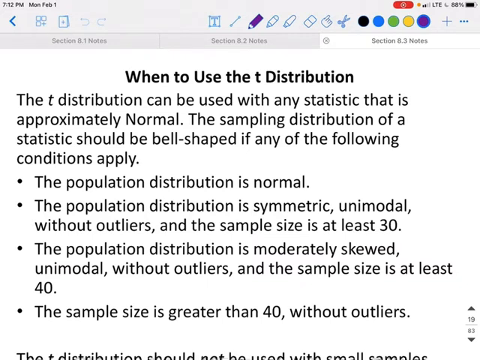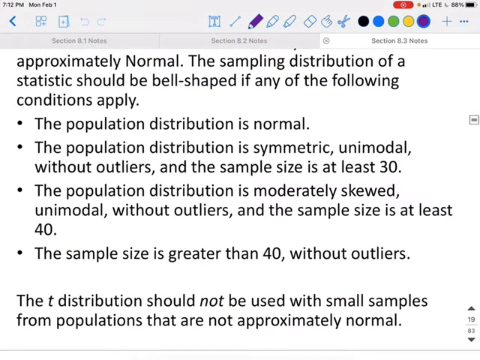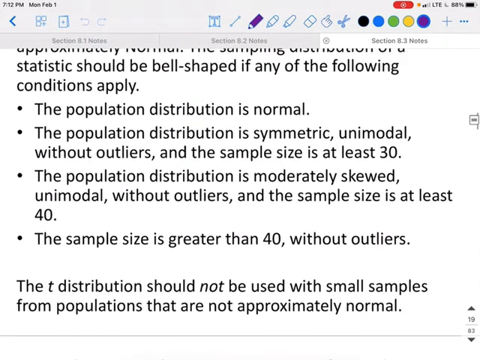The t-distribution can be used with any statistic that is approximately normal. The sampling distribution of the statistic should be bell-shaped if any of the following conditions apply. The population distribution is normal. The population distribution is symmetric, unimodal, without outliers, and the sample size is at least 30. The population distribution is moderately skewed, unimodal, with outliers, and the sample size is at least 40, or the sample size is greater than 40 without any outliers.